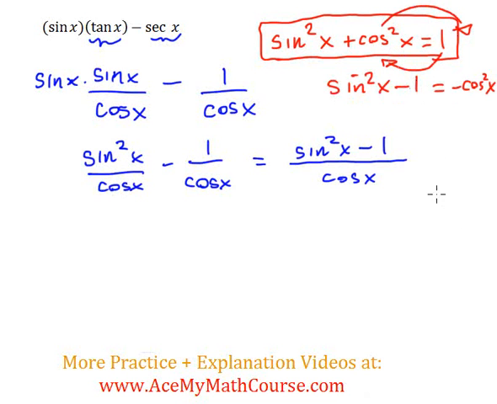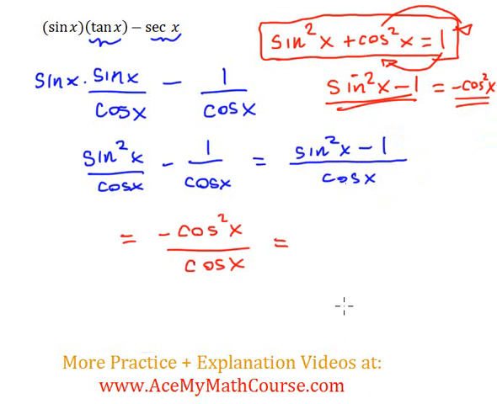And I almost ran out of room here. So this is exactly what we have there. And it's equivalent to negative cos squared x. And we have it over cos of x. Great. What can we do now?